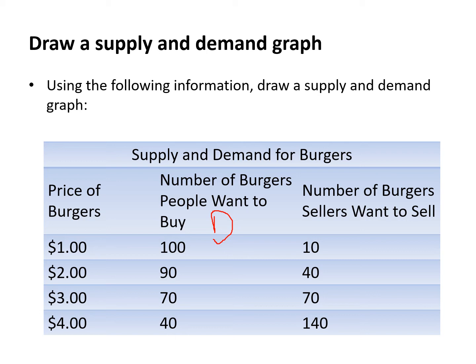Number of burger sellers who want to sell at each price. So this represents the supply curve, because it represents the supplier. So we had 10 units if the price was $1, because why would they want to sell more when the price is low? They prefer a higher price to sell more. So as we can see, there is a positive relationship: the higher the price, the higher the quantity supplied, and the opposite in the demand, where the higher the price, the lower the quantity demanded.